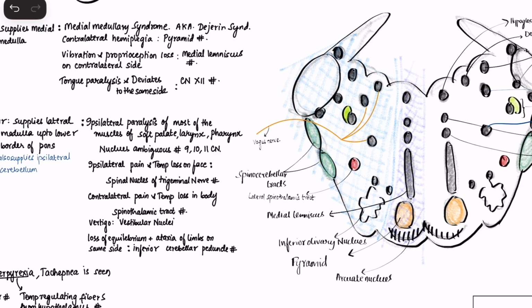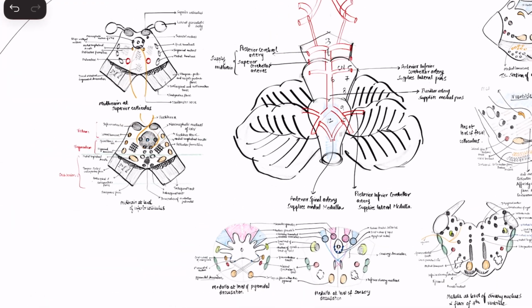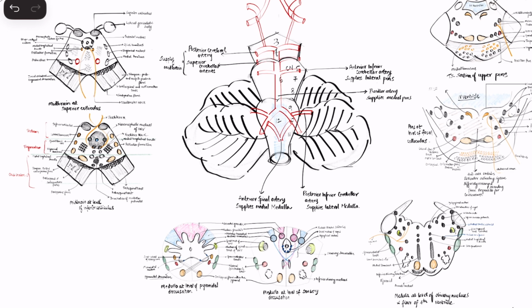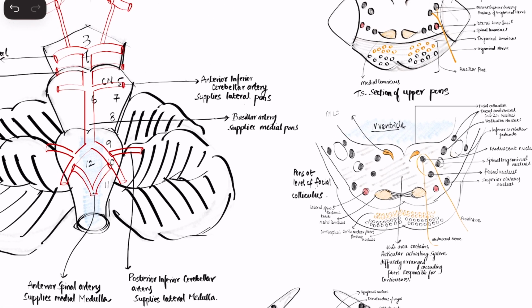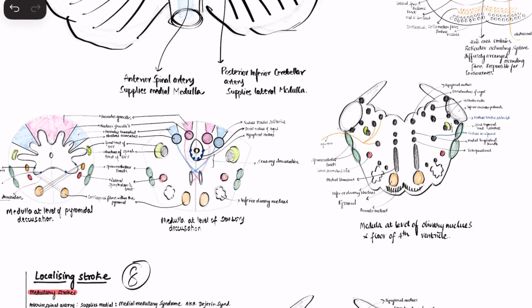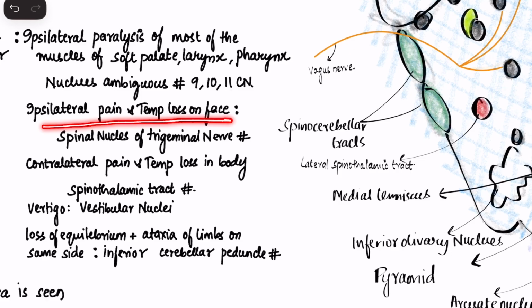There is also ipsilateral pain and temperature loss on the face because of the trigeminal nerve nucleus and tract damage. This particular nucleus and tract of the trigeminal nerve spans through all parts of the brainstem. If you look at this entire diagram, you can find the trigeminal lemniscus even in the midbrain. You can find the spinal tract even in the medulla. You can also find the trigeminal spinal tract even in the pons, right? So it is present everywhere. So ipsilateral pain and temperature loss on the face is because of damage to the spinal nucleus of the trigeminal nerve.